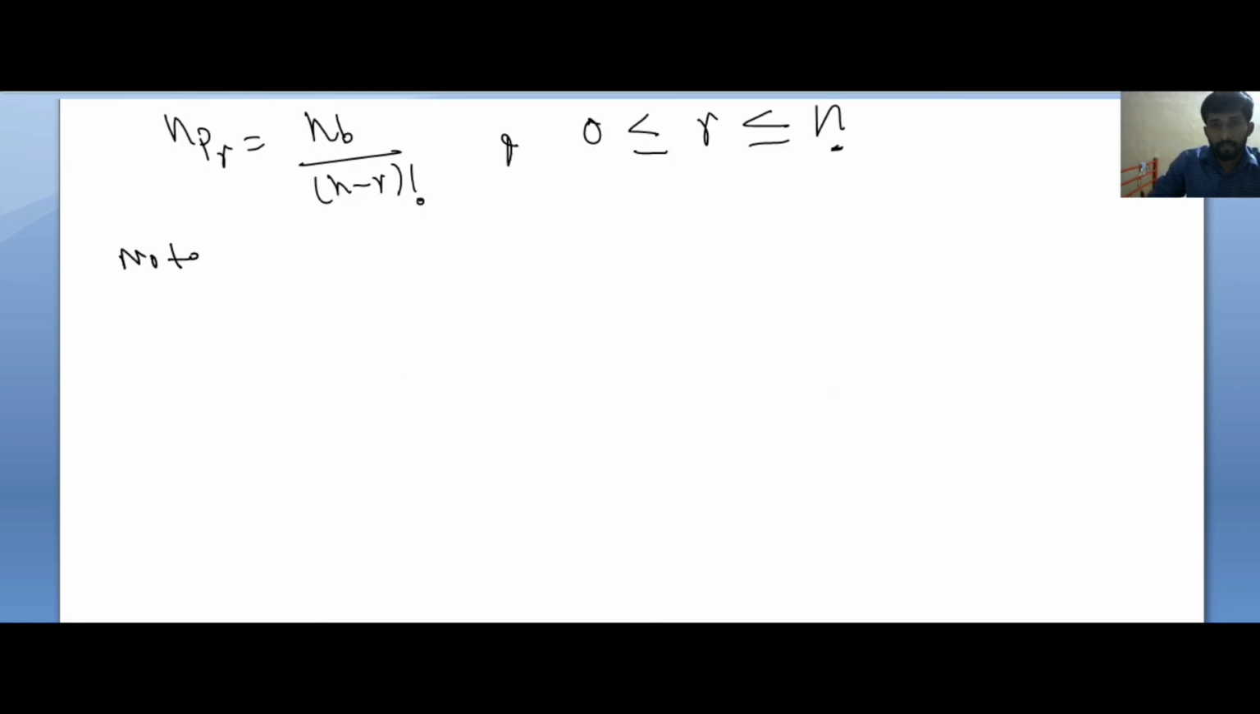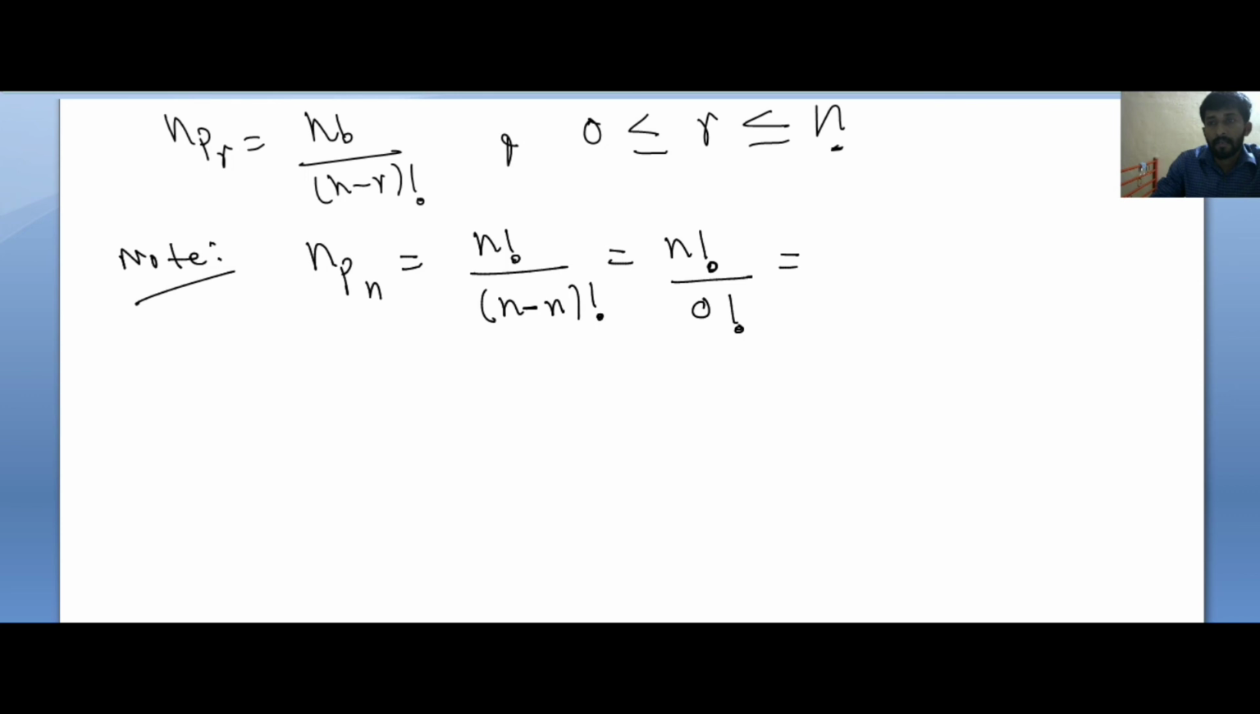Now see the note. First one, nPn. Okay, nPn is equal to, what's the formula? nPr, n factorial divided by, here see n minus, in place of r, n is there, right? n minus n factorial. So we'll get n factorial divided by n minus n, which is 0 factorial. n factorial divided by, what's the value of 0 factorial? 0 factorial value is 1. We saw that in factorial notation, right? So its value is equal to n factorial. So nPn is equal to n factorial. It's a very important formula.